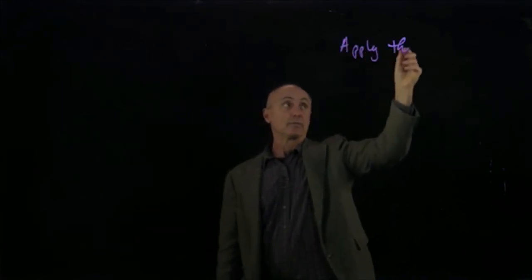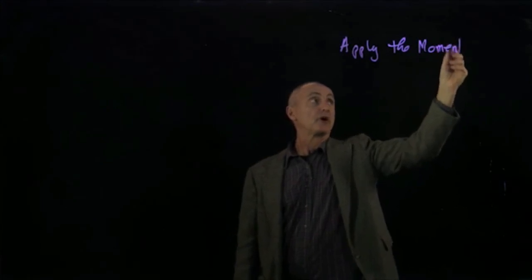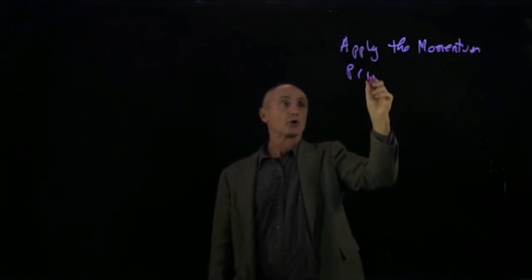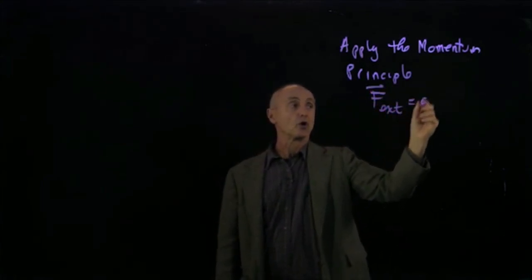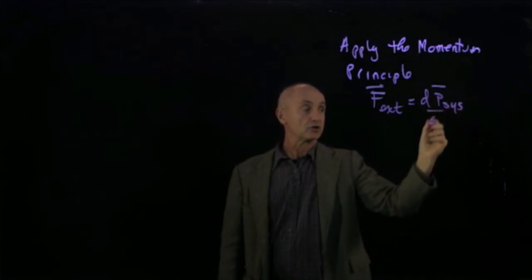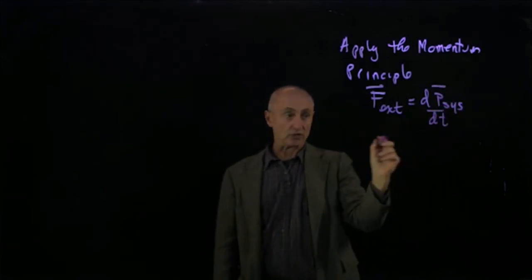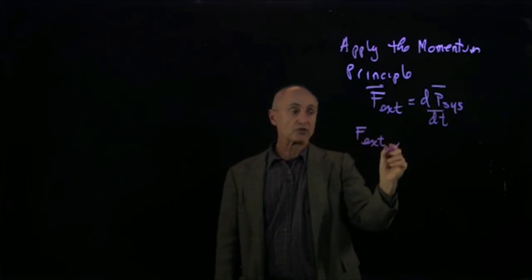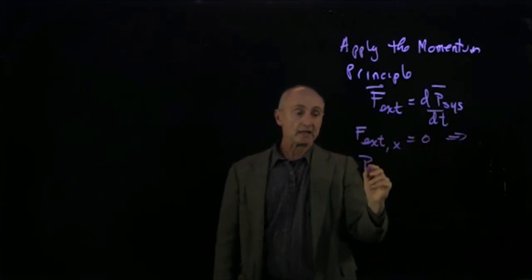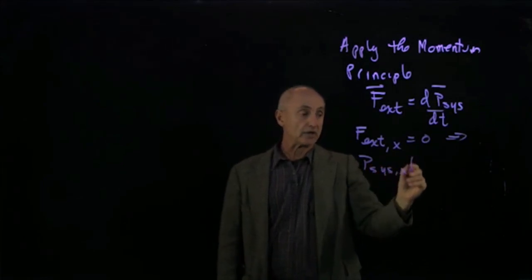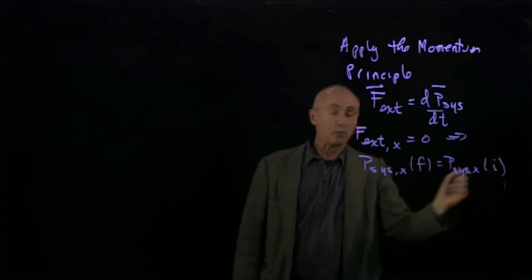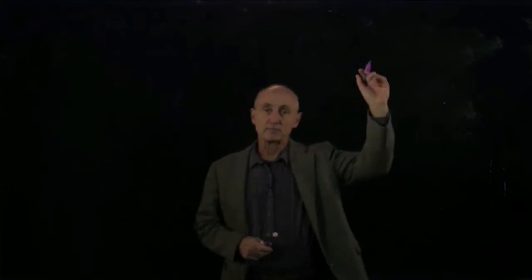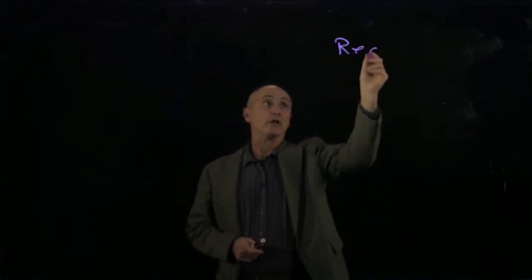We would like to now apply the momentum principle to examples of recoil. So recall that the momentum principle is that the external force causes the momentum of the system to change. Now this is a vector equation, so for example, if the external force in the x direction is 0, then the momentum of the system in the x direction, let's say the final momentum, will be equal to the initial momentum.